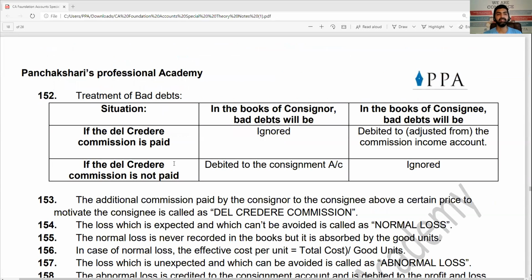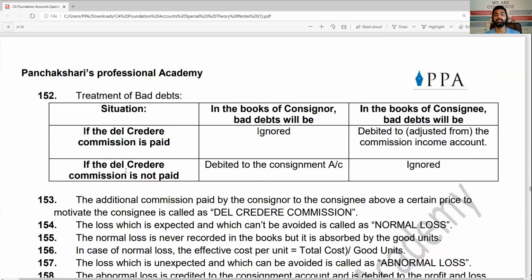Now, let's analyze the situation. If the del credere commission is paid, and if there is any bad debt, then the consignor will totally ignore the bad debts, while the consignee will suffer this bad debt and he will reduce it from his commission income. Commission income is credit, so he will debit it to commission income. I repeat, if the del credere commission is given, then the consignor will totally ignore the bad debts, while the consignee will adjust it from his commission income.